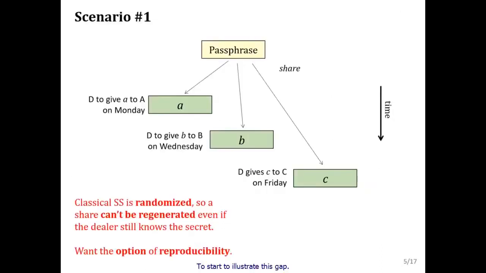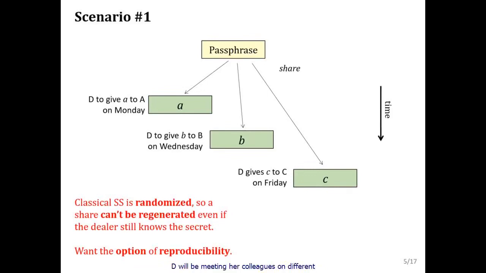To start to illustrate this gap, let's imagine a simple scenario in which a journalist D, for dealer, has an archive of highly sensitive information encrypted with a strong passphrase. Think the Snowden documents or the Panama Papers. To help protect the materials, and herself, the journalist D wants to hand off the encrypted file and share out her passphrase to colleagues A, B, and C. Any two should be able to reconstruct.